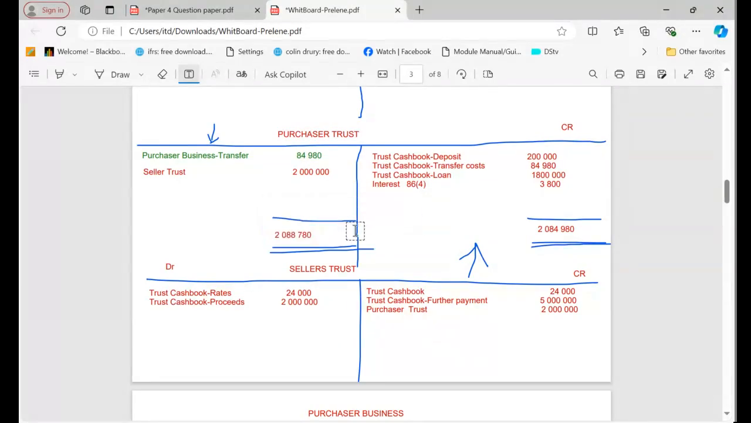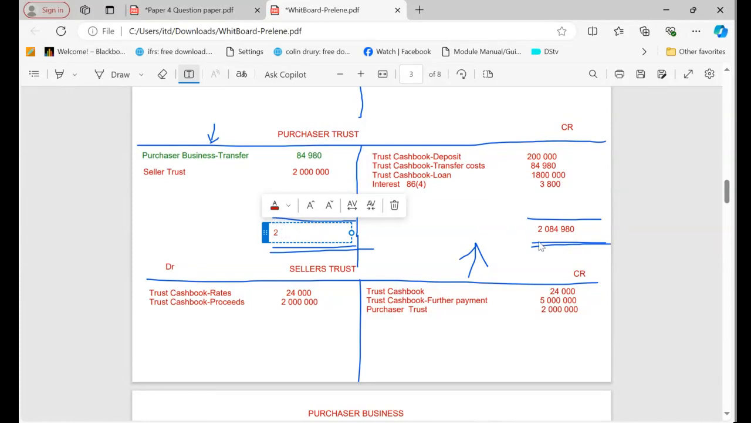Find the difference with that. So we're gonna have a new difference. Oh, what's happening there? I think it's just a network. So now it's 2,084,980 minus 2,084,980 gives you 1.